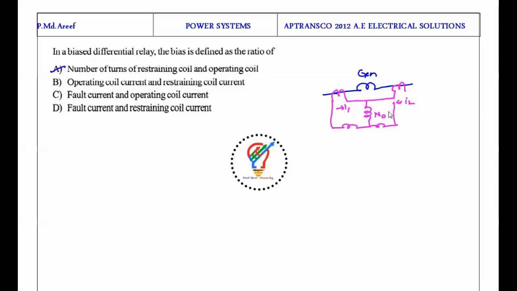And here we have the restraining coil, which is divided into two parts, NR by 2 and NR by 2. So the biasing differential relay K is defined as the ratio of the restraining coil NR to N0. This is the restraining coil and this is the operating coil.